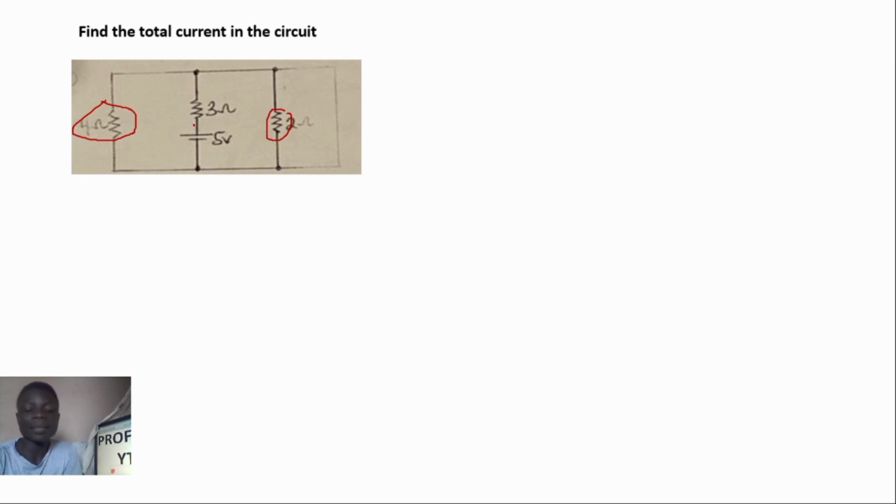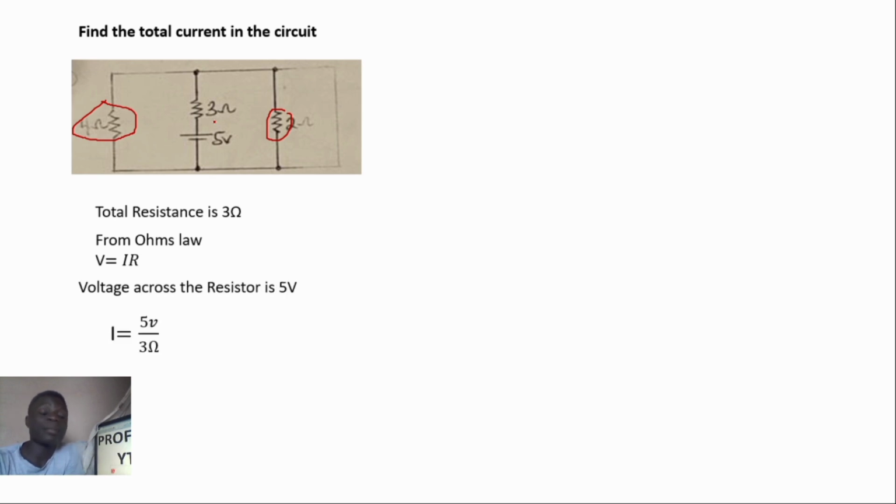So to find the current, we use Ohm's law. The total resistance is 3 ohms, because it doesn't pass here and here. You know that voltage, or the potential difference, is equal to current times resistance. As long as we have the voltage and the resistance, we can find the current. That will be 5 volts over 3 ohms, and the current is 1.66, but with rounding, that's 1.67 amperes. So this is how short circuits work.